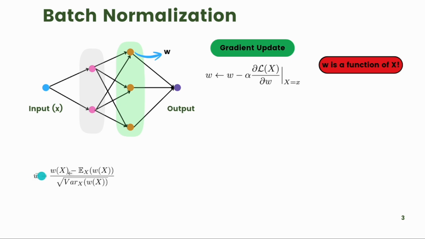So you subtract the mean, you make the mean 0, and then you divide it by the standard deviation, which is the square root of the variance. This ensures that the standard deviation of W bar is 1, right? So you constrain the mean to be 0 and you constrain the standard deviation to be 1, and that's one way to normalize a random variable.